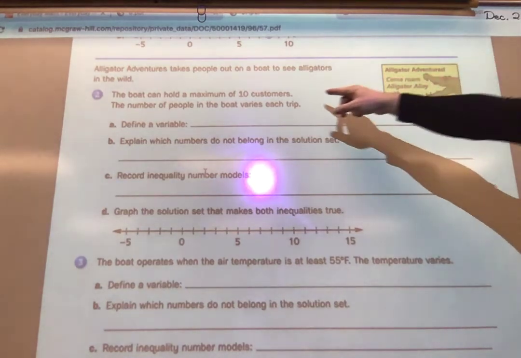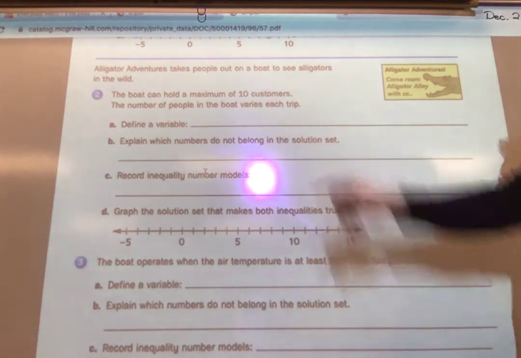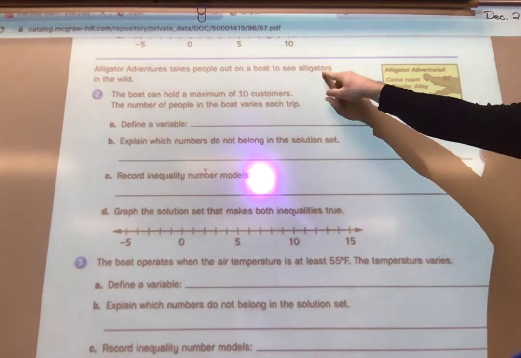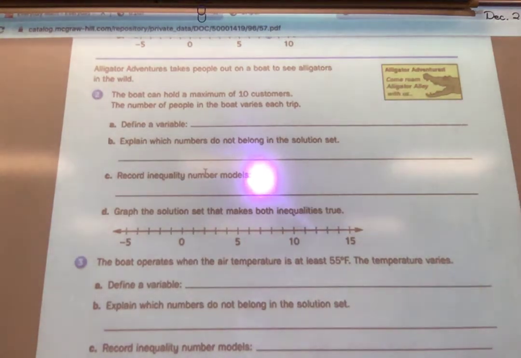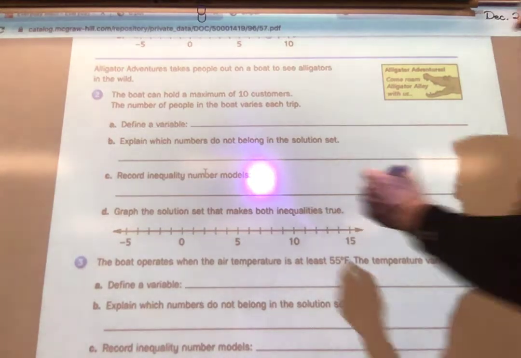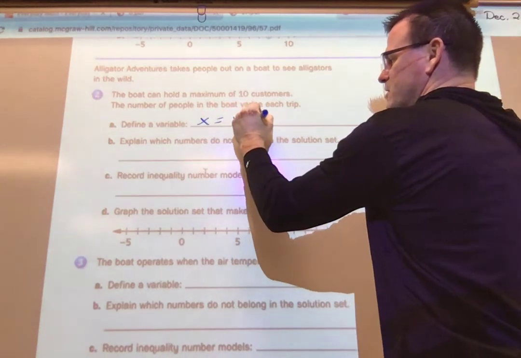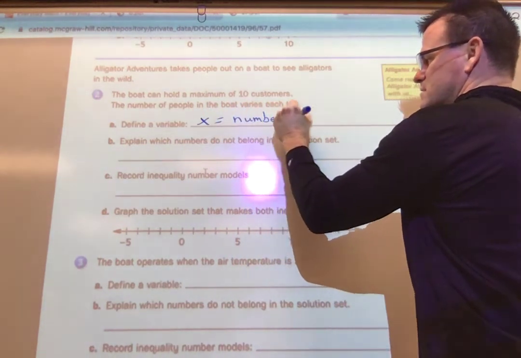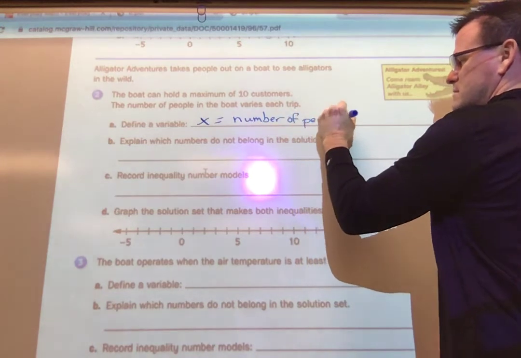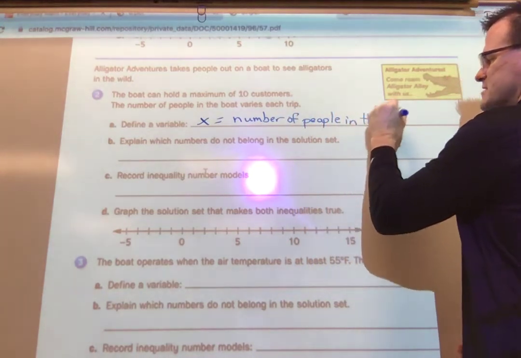In the first one, the boat can hold a maximum of 10 customers to go out and see these alligators in the wild. The number of people in the boat can vary each trip. So my variable would be the number of people in the boat. So let's just call it X equals number of people in the boat, or the customers.